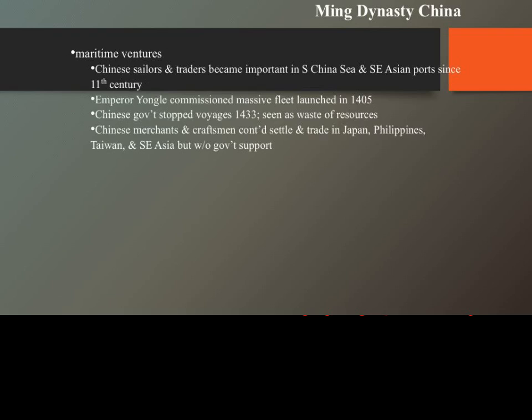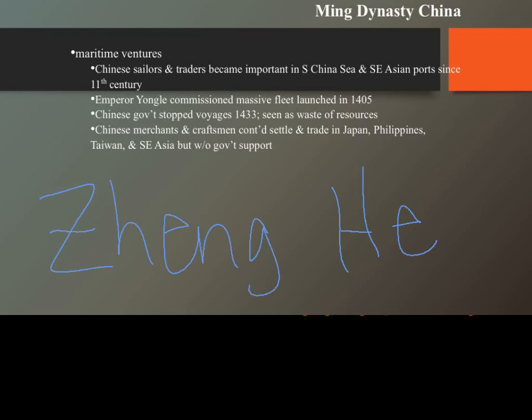And there were also maritime voyages. Chinese sailors and traders had become rather important in the South China Sea and the Southeast Asian ports in the 11th century. And Emperor Yongle commissioned a massive fleet that he launched in 1405. These were the voyages of Zheng He. Hopefully you can see, this is how you spell his name. Zheng He is how it's pronounced.